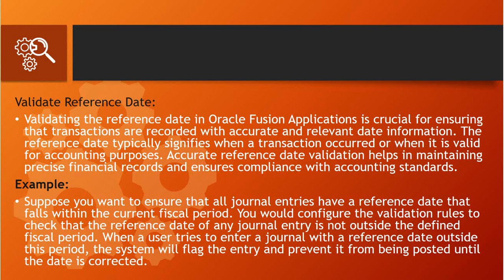Example: suppose you want to ensure that all journal entries have a reference date that falls within the current fiscal period. You would configure the validation rules to check that the reference date of any journal entry is not outside the defined fiscal period. When a user tries to enter a journal with a reference date outside this period, the system will flag the entry and prevent it from being posted until the date is corrected.